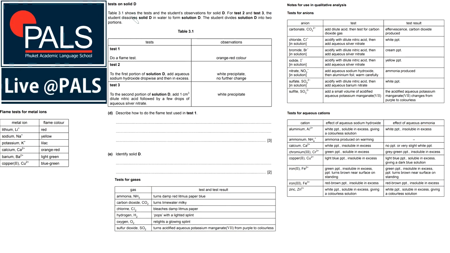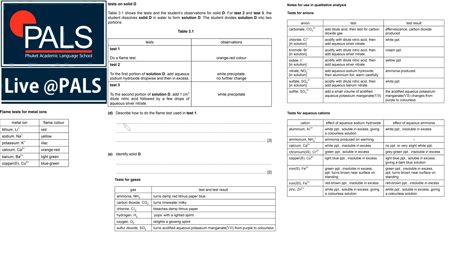So, tests on solid D. Table 3.1 shows the tests and the student's observations for solid D. For test 2 and test 3, the student dissolved solid D in water to form solution D. The student divides solution D into 2 portions. So, test 1 was done on the solid D. So, he did a flame test and he got an orange-red color. And we can see in the table orange-red color, flame test, that should be a calcium ion.